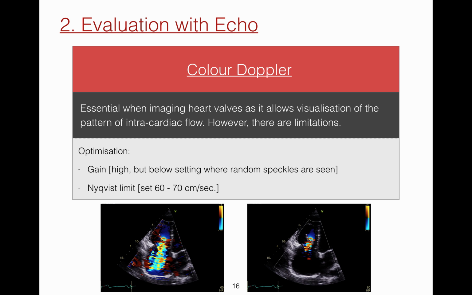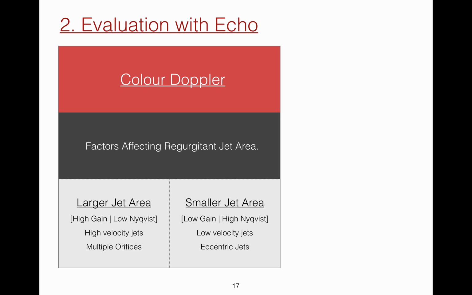The Nyquist limit should be set most often around 60 to 70 centimeters per second at the limits. While flow may often exceed this limit, it's recommended that this is the setting that is used as a standard. It's also important to be aware of other factors that influence the colour Doppler appearance. Here we'll consider two non-technical factors that influence the appearance of regurgitant jets.